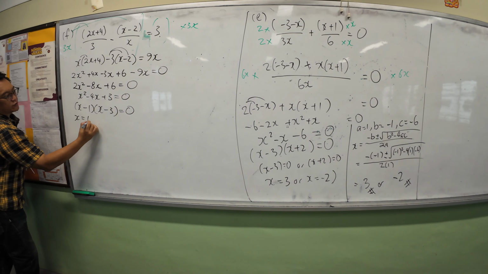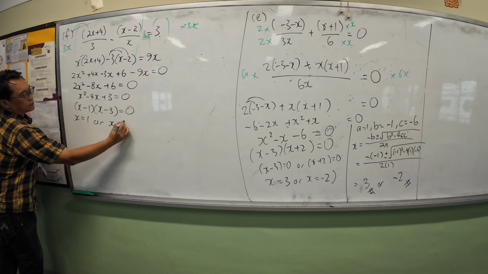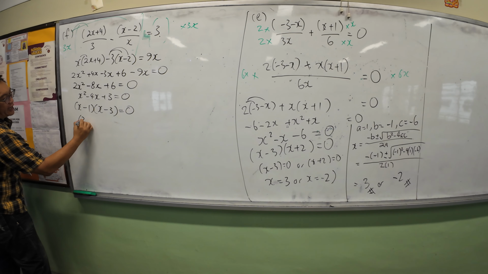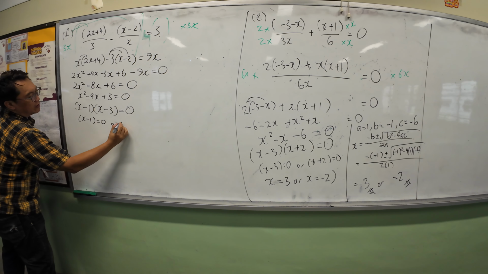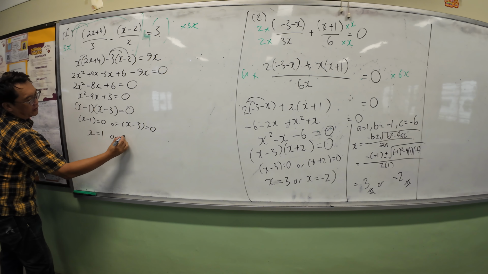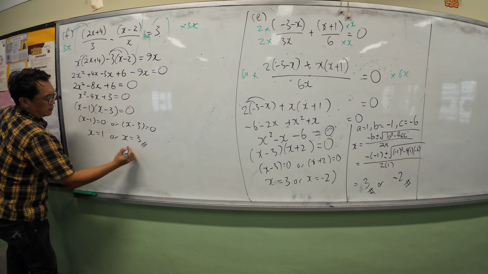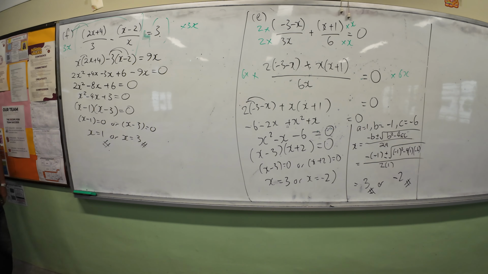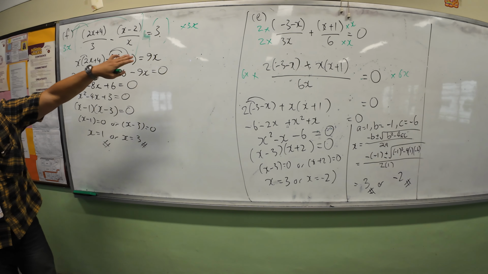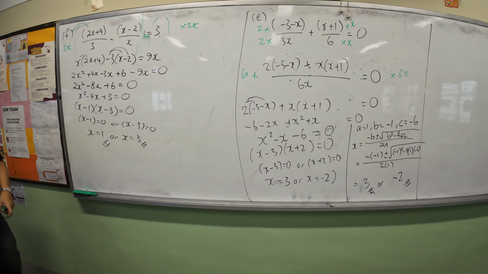Okay? x minus 1 equals to 0 or x minus 3 equals to 0. So x equals to 1 or x equals to 3. Okay, I think this is a faster or better way. But if you cannot see why we multiply 3x to everything, you go back to adding and subtracting your fractions.